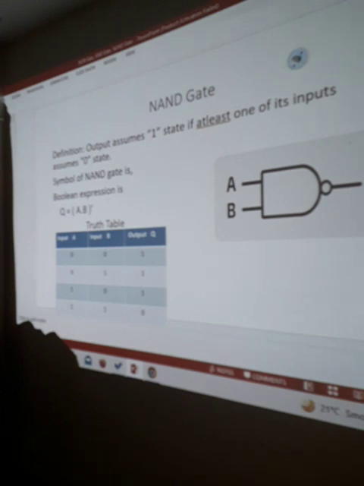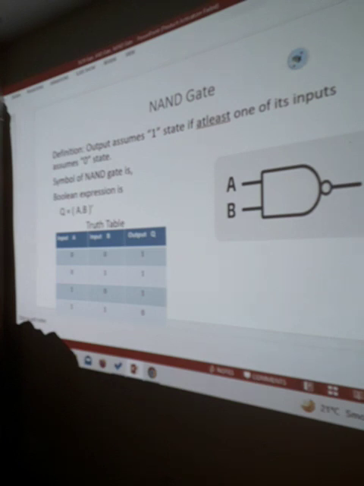When input A and B are 0 state, output is 1 state. If A input is 0 state, B input is 1 state, output is 1 state. If A input is 1 state, B input is 0 state, output is 1 state. And if both the inputs A and B are 1 state, then output is 0 state. Now note that output is 0 state only if all the inputs are 1 state.